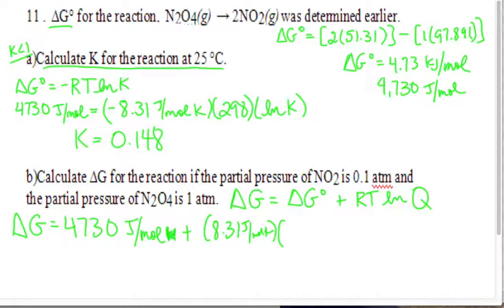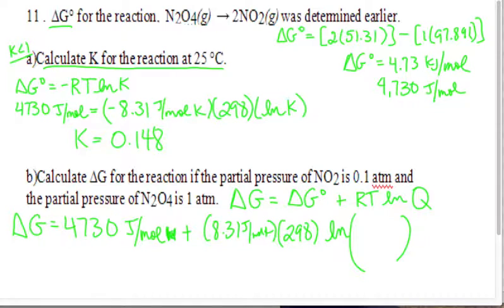Times, did our temperature change? No, they didn't give us a temperature change. They did, though, give us a change in our concentrations. So now we calculate Q, which is just the K ratio, using the pressure. So it's not a concentration K, it's a KP, or QP. We're going to put the Q values in here.